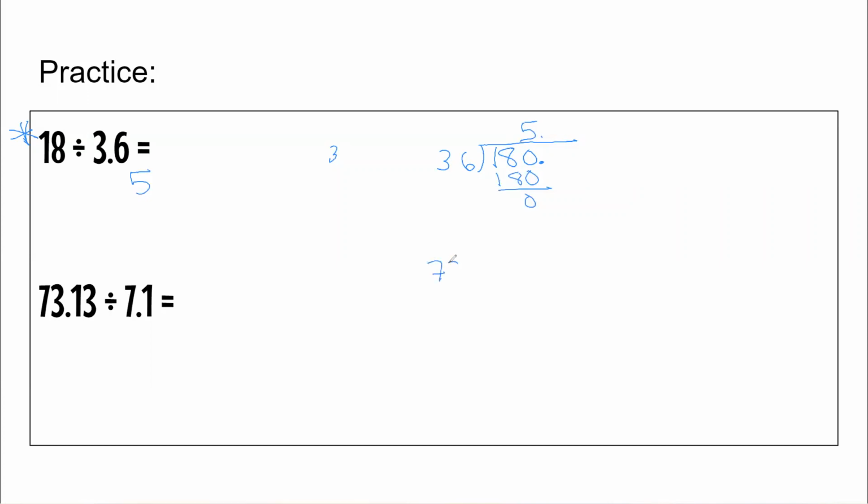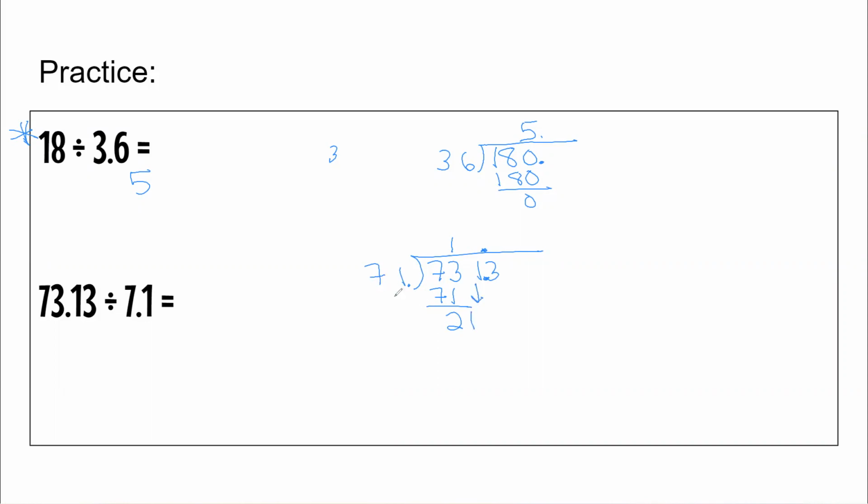We're going to put 73.13 in the box and 7.1 outside the box. Once again, I'm going to move my decimal to the right one position, and inside I also have to do that. This time I didn't take it to the very end, which is fine. But wherever it is, you have to make sure you bring that straight up in your answer. So how many times would 71 go into 73? That would be 1 time. 1 times 71 is 71. I'm going to subtract and get a remainder of 2. Now I'm allowed to bring down that 1.